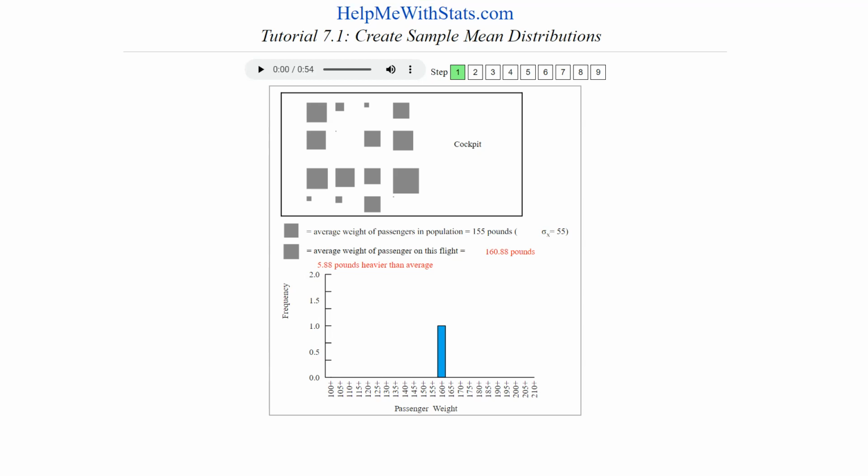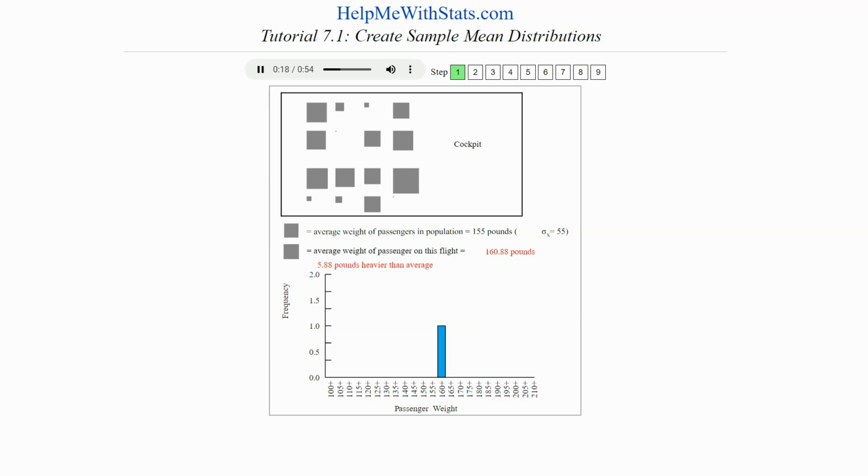HelpMeWithStats.com was used to create this tutorial that can help us create sample mean distributions. In this display, we have a flight of 16 passengers on a small airplane. Each passenger is represented by a square, with the area of the square indicating the passenger weight. Very small squares are babies, and very large squares are large adults.